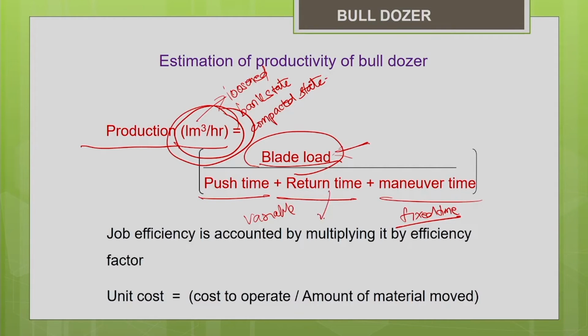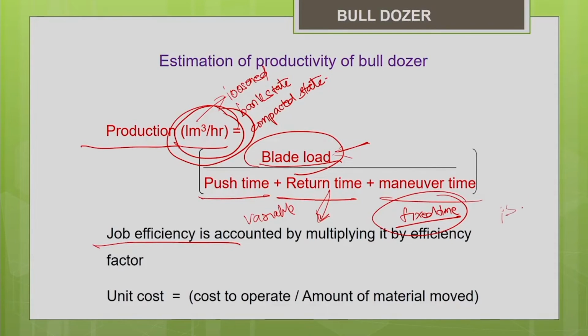Obviously, the return time will be less when compared to push time, because in the return your blade will be empty. It is an unloaded condition, so the machine can travel faster when compared to the onward journey. Maneuver time, depending upon whether manual gear change or automatic gear change, will vary. After estimating this, you have to take into account the job efficiency. One thing you should know is that your machine is not going to be operated for the entire 60 minutes in an hour. Depending upon your project condition, it may operate for 45 minutes or 50 minutes, or it may even operate only for 30 minutes. It depends upon your project condition.